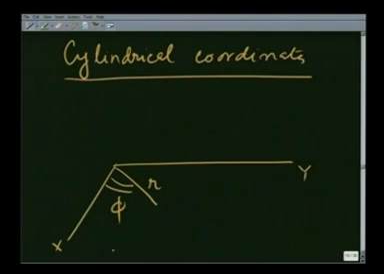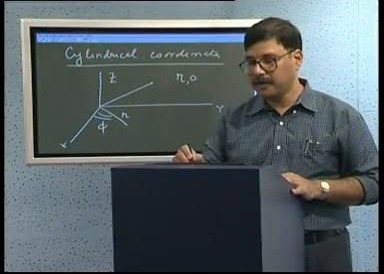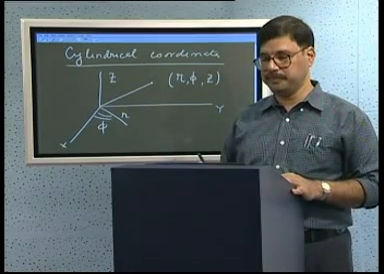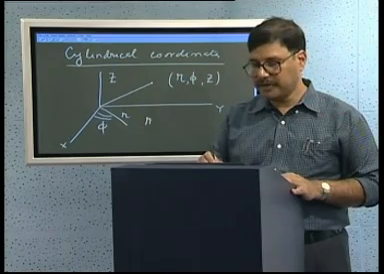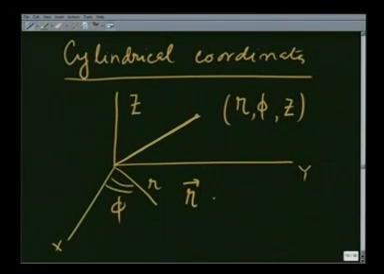Notice how I have changed the orientation of x and y, and it will require some getting used to. And the third dimension is treated as z itself. So that the position of a particle is going to be given by r, which is in the plane x and y, phi and z, z giving you the third dimension. Obviously, the vector r, which is in this direction, is going to be given as r unit vector r plus z unit vector z.